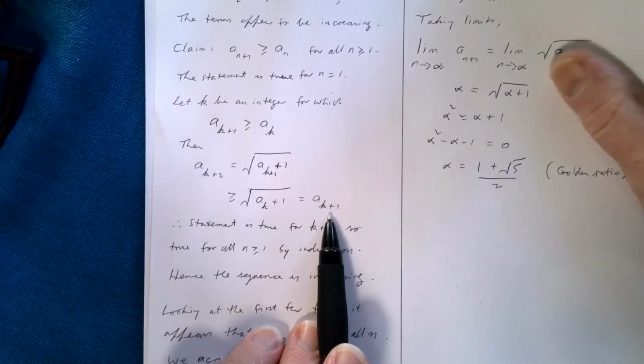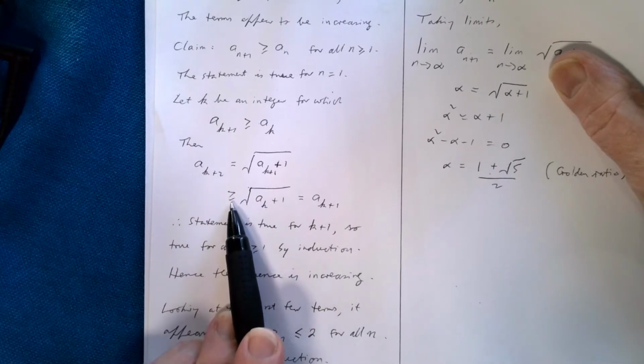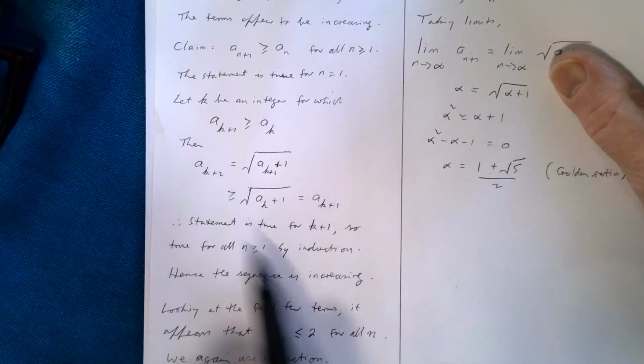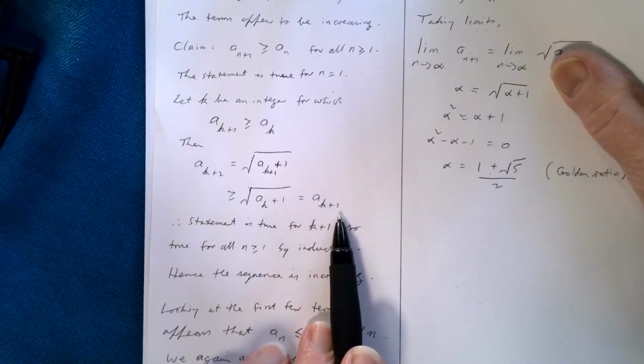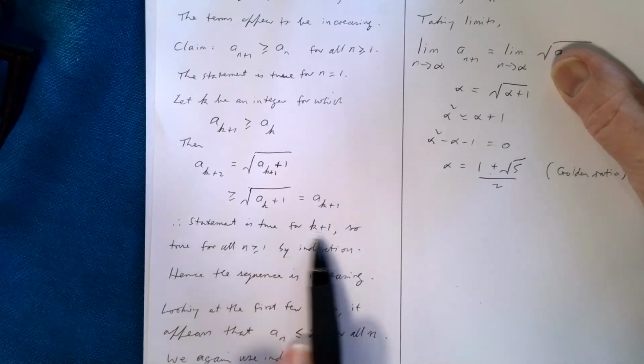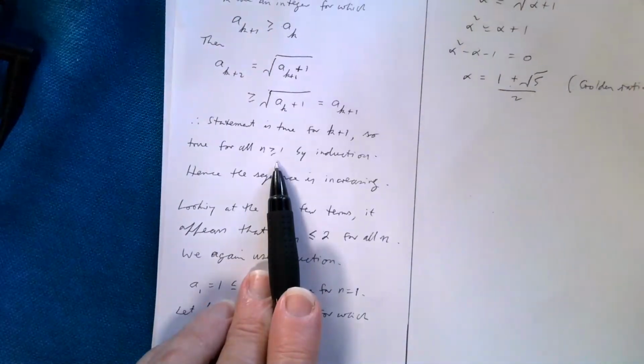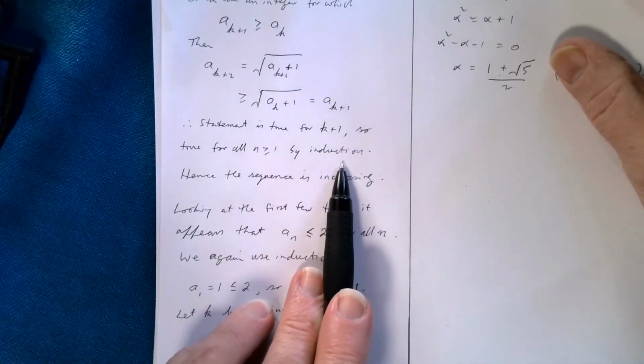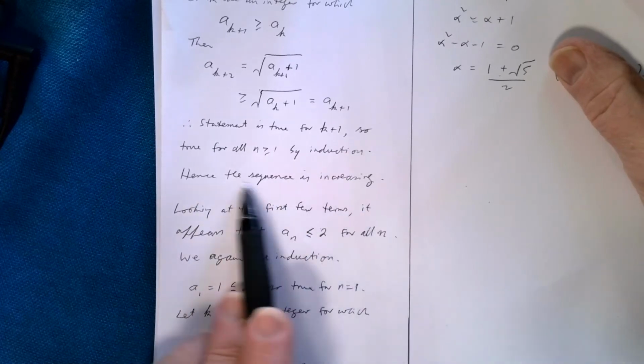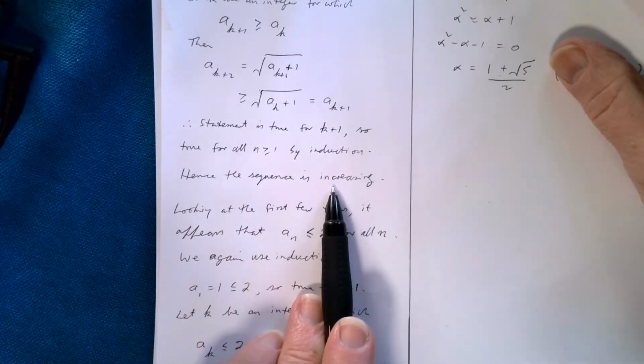Now look what we've written. We've got a_{k+2} is bigger or equal to a_{k+1}. So that says the statement is true for k plus 1, and so it's true for all n bigger or equal to 1 by induction. Hence the sequence is increasing. That's what we wanted, to show it's increasing.